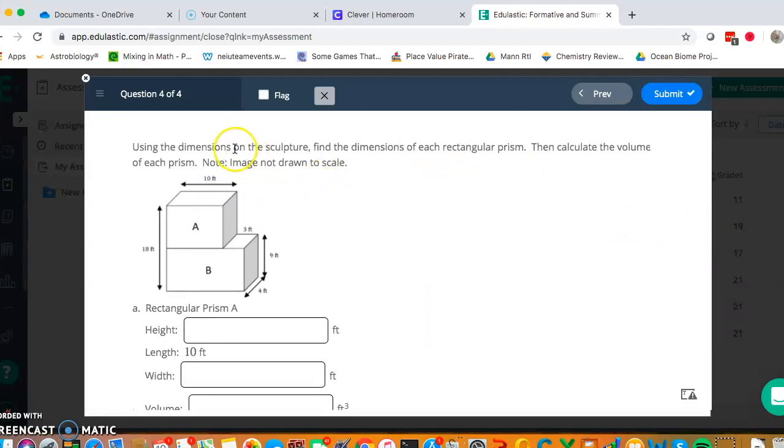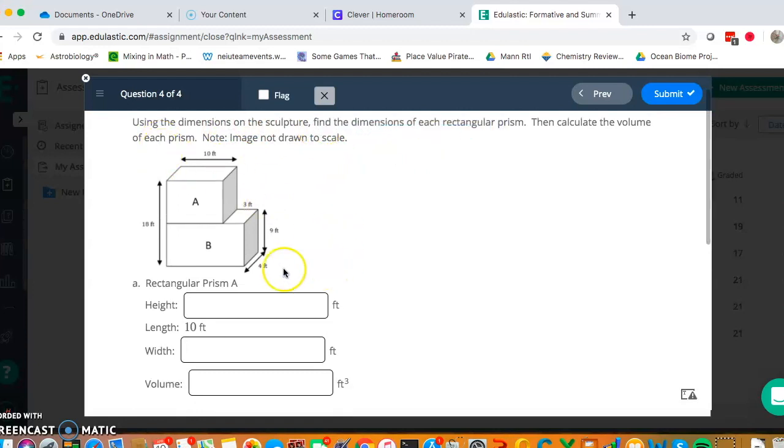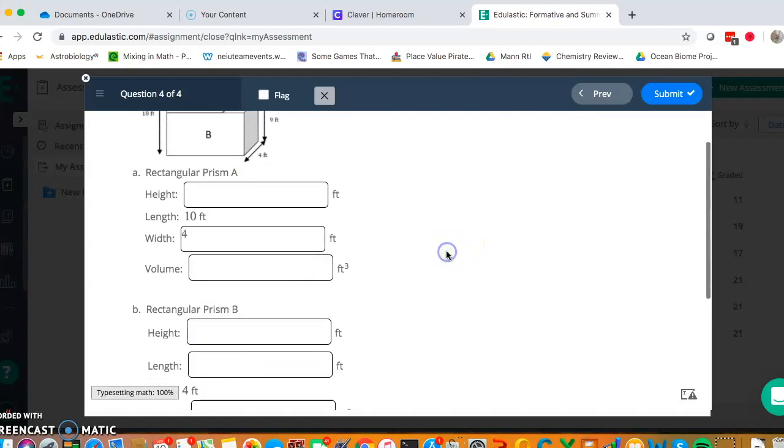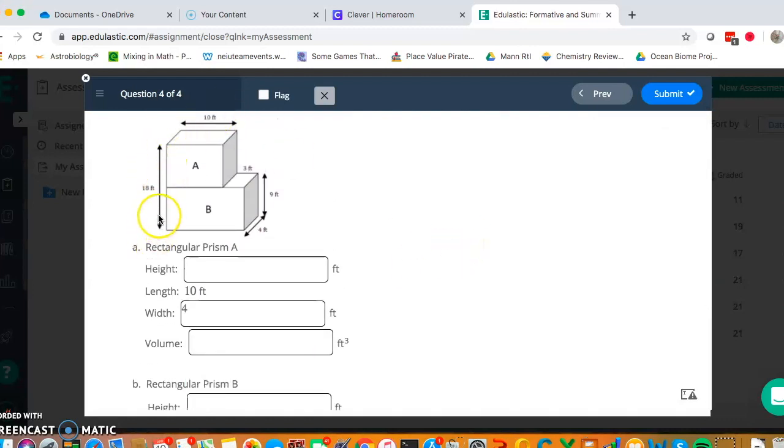Here I'm having to do some detective work. I've got to find the dimensions, and then I've got to calculate the volume. So in the first one, prism A, which is at the top, we already know that the length is 10. It's very clear. Now the width is the same as B, so that means it's 4. For the height of A, I notice that 9 is half of 18, so it must be 9. Now I can go ahead and do 9 times 4 times 10, which is pretty straightforward as being 360.